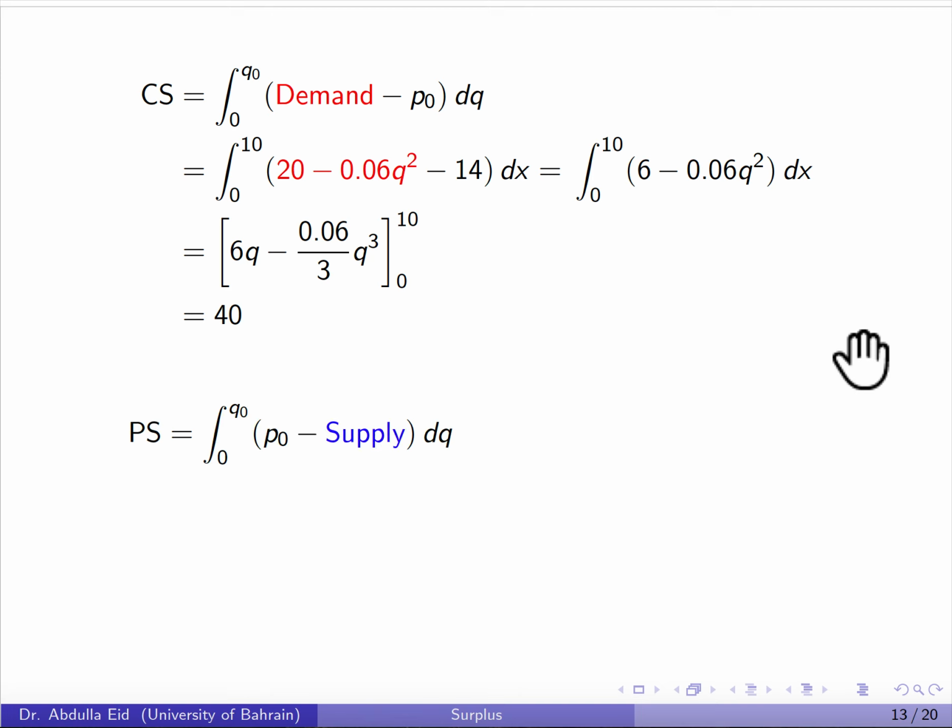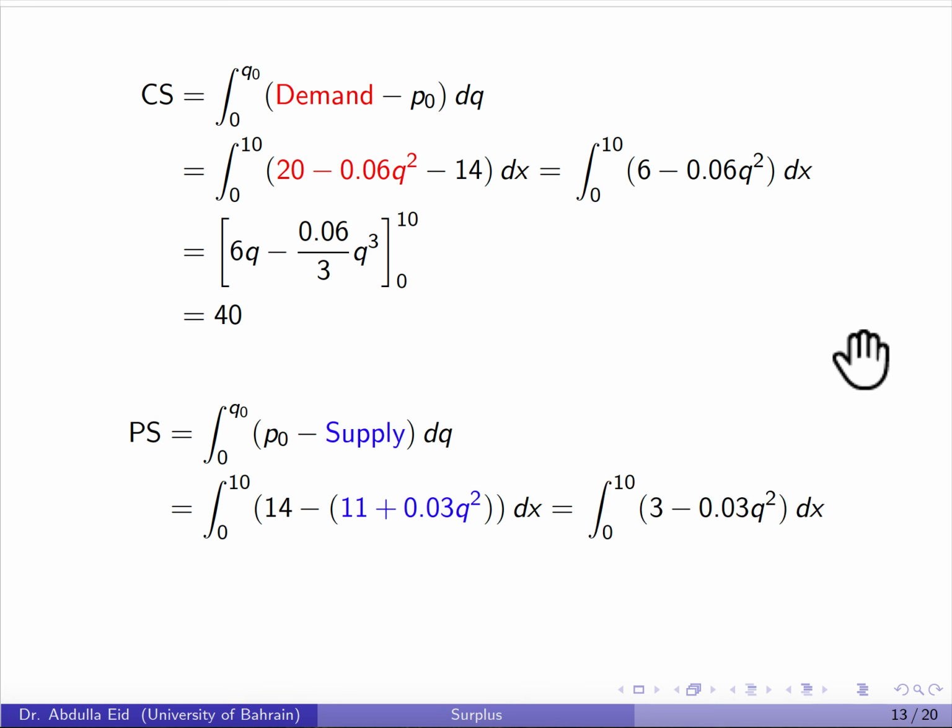Do the same for the producer surplus. You get this one. And now what is the integral of a 3? It's a 3q. What is the integral of q squared? It's q cubed over 3. Substitute 10, you get 20. So in this case, the consumer surplus is much higher, which is 40. So he's way ahead of what's being expected.